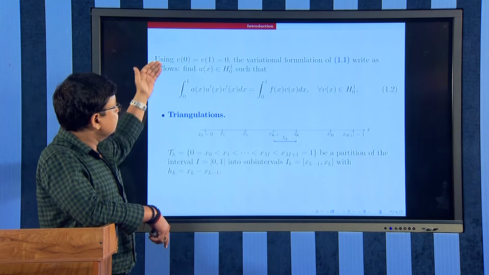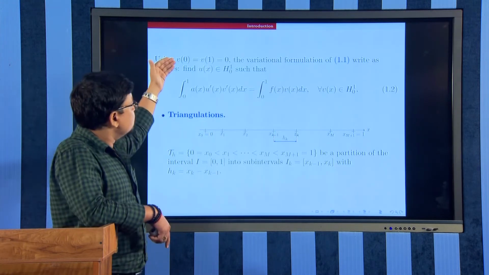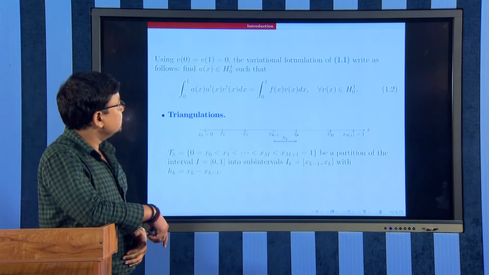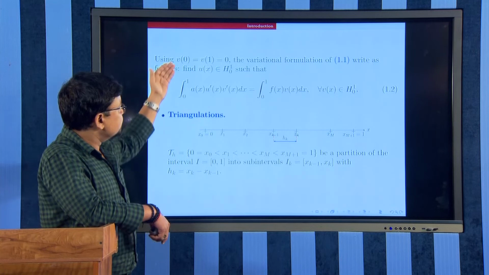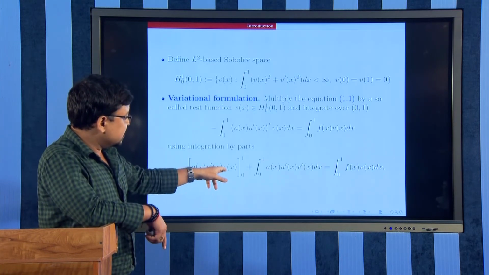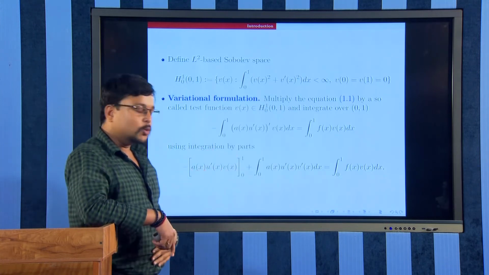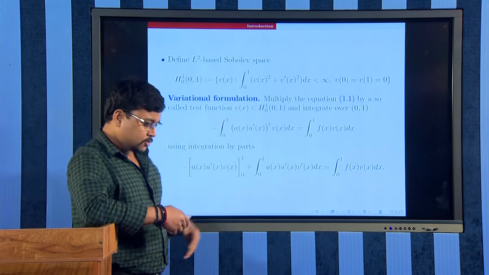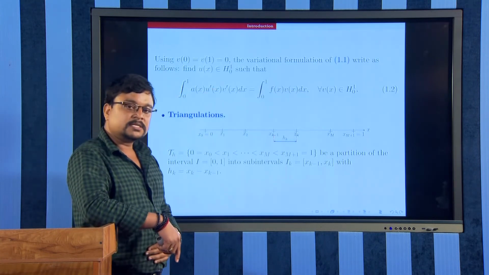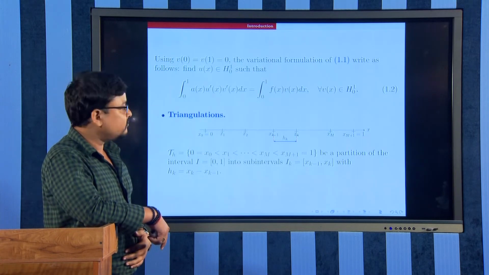After integration by parts, we will impose the boundary conditions v(0) and v(1) equal to 0. With the boundary conditions imposed, we can clearly see that v(0) and v(1) are 0, so this first term will get removed. The remaining terms will be there. So finally the resulting equation becomes like this. This is our weak formulation, or variational formulation.